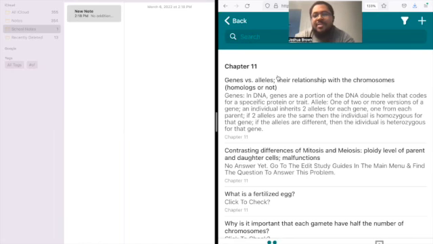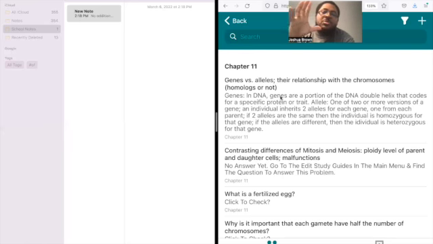So chapter 11. Let's talk about everything individually on the study guide. Genes versus alleles, the relationship with chromosomes, homologs or not. So this is in chapter 11. I don't know why, this actually has a lot to do with chapter 12, but I went ahead and answered it in chapter 11. So genes, remember if we talked about in chapter 10, you have the DNA helix. Genes are a portion of that DNA helix that code for a particular protein. So what is an allele?